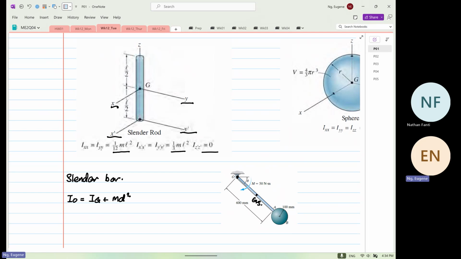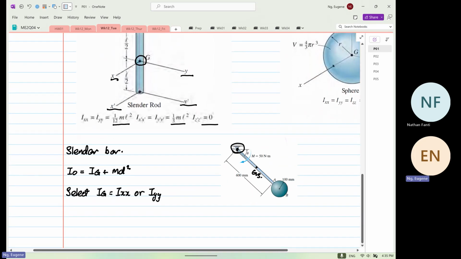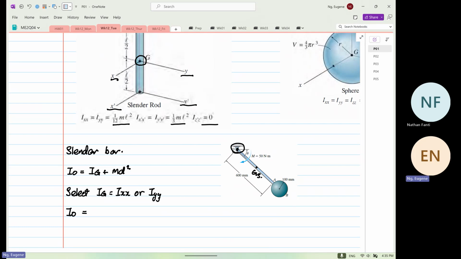Are we clear on the formula? So we're going to select I_G equal to I_XX or I_YY. They call it I_G because this is where the center of gravity is. Our point of interest is point O, so we need to shift by m d squared. So I_O is equal to 1 over 12.